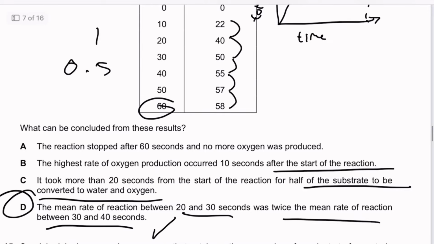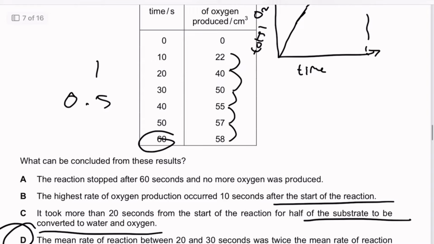The highest rate of oxygen production occurred 10 seconds after the start of the reaction. 10 seconds after the start of the reaction, we reached 22. But between 22 and 40, the rate definitely increased. We can't really be sure about that if we don't have all the details.